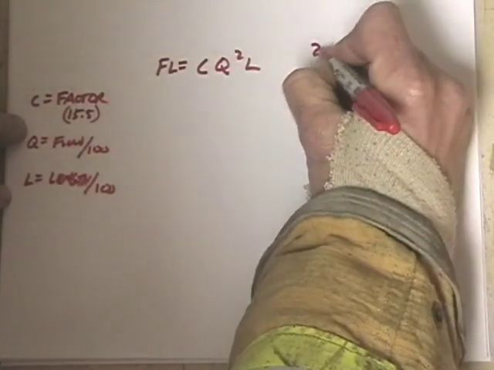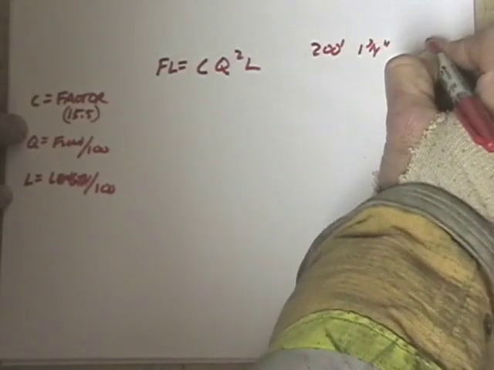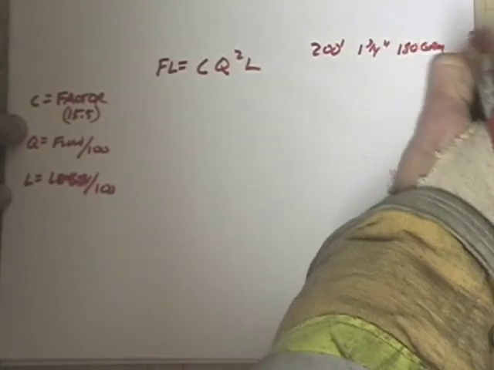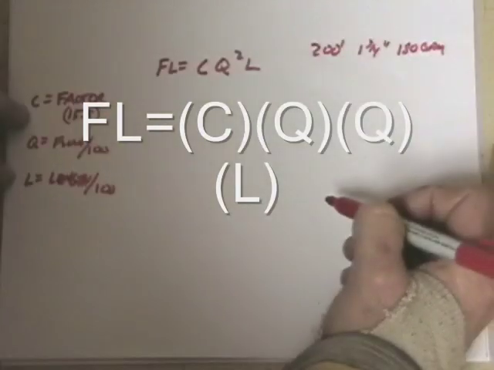So for a friction loss, let's say that for our problem we have 200-foot pre-connect of 1 3/4 inch hose flowing 180 gallons per minute. They would want to know what our friction loss is in that pre-connect line. So without factoring in elevation, our friction loss is going to be C Q squared times L.